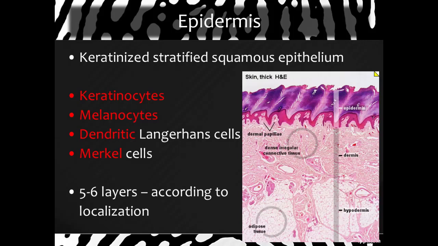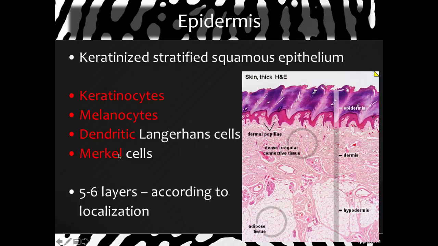Then the third type, dendritic Langerhans cells. These cells are part of the monocyte macrophage line, and they are antigen presenting cells in the epidermis. They are dendritic appearing, so that's the reason why they're called dendritic Langerhans cells. They constitute part of the mononuclear phagocytic system, and they can interact with T lymphocytes to activate the immunity reaction.